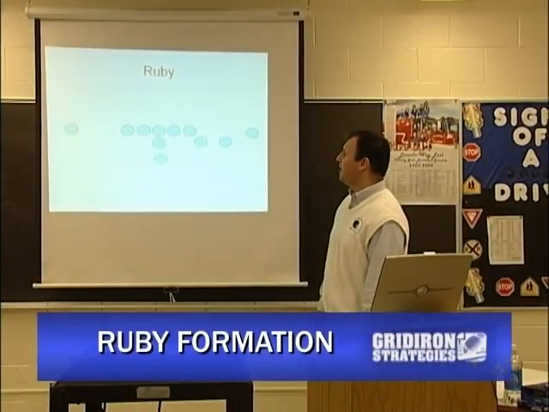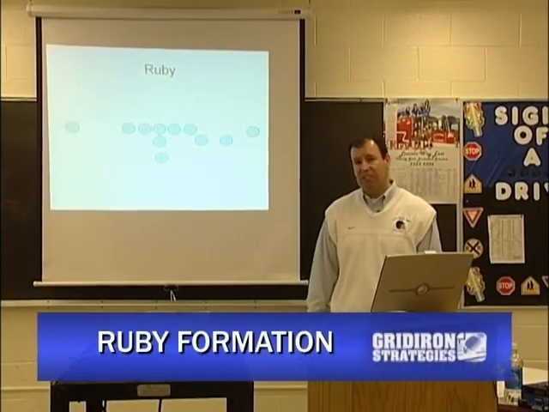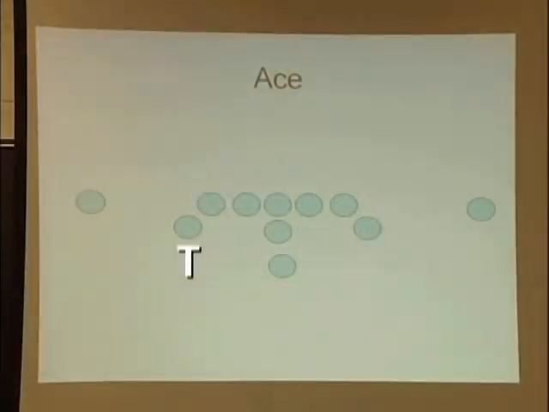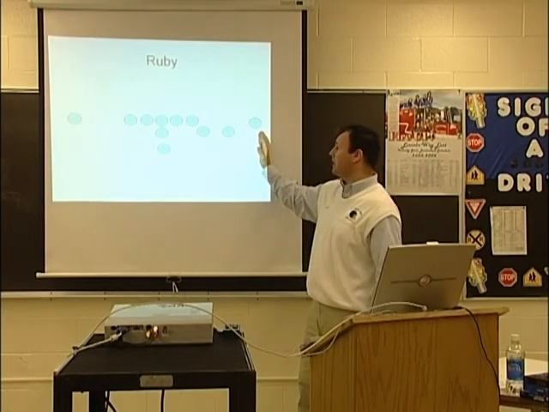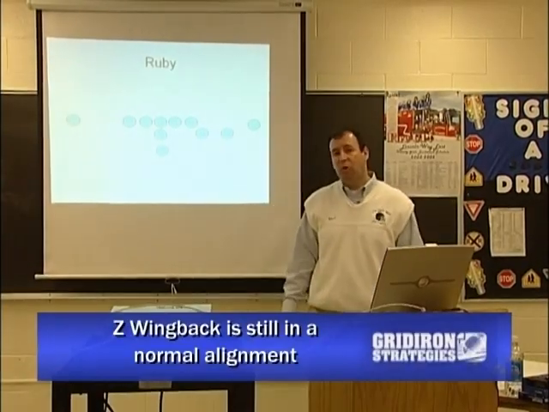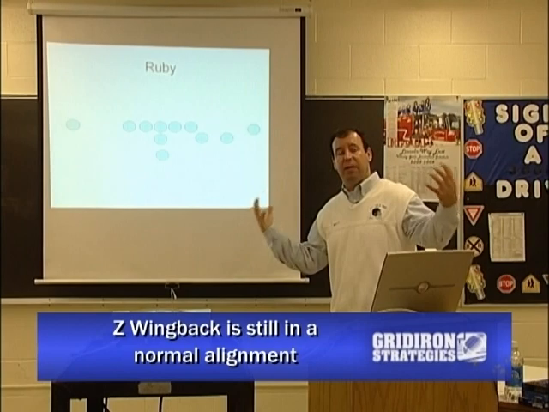We're going to go to our Ruby formation now. In our Ruby formation, we're taking the wing that was on the left side, and he is going to the right side now. So this is our T running back. He's going to the right side and lining up into this formation. Everyone else, as far as the X, the Y, the tackles, the guards, the centers, the fullback, they're in the same alignment as they would be in ace. But we're taking the T and bringing him over, and he is now splitting the difference between the wide receiver and the wing. Now the wing is still in his normal alignment as if he was in an ace formation.